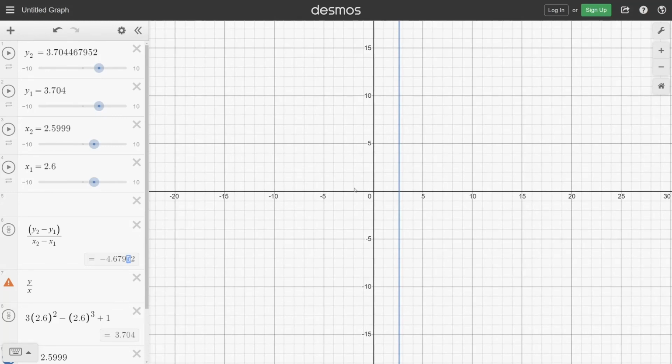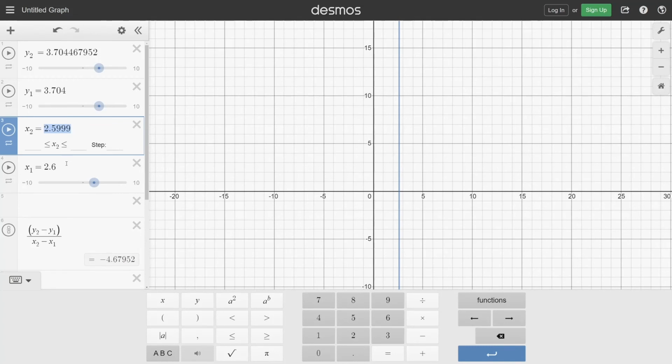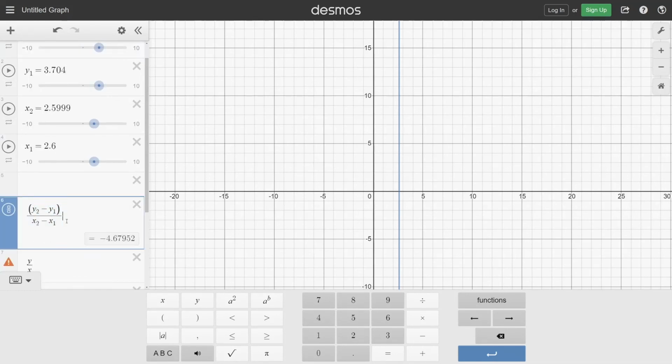But the way we're going right now, all you need to know is that to find the instantaneous rate of change, you need to select a point that's very, very close to the point you're looking at, figure out what its corresponding y value is, and then find the slope of that tangent.